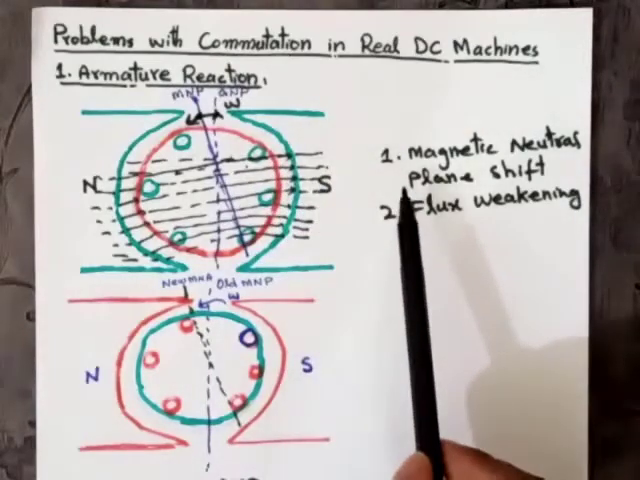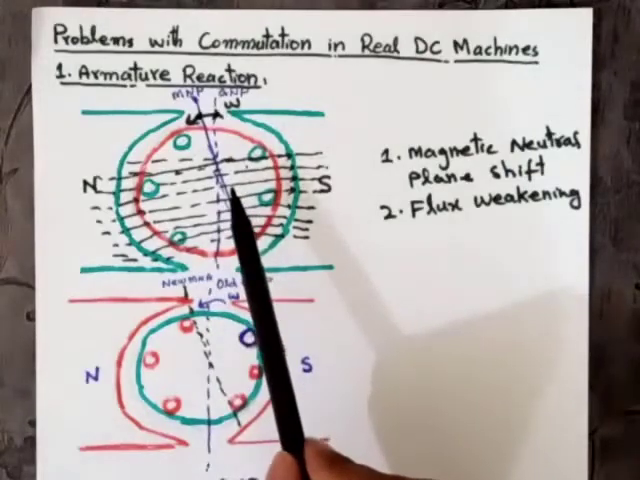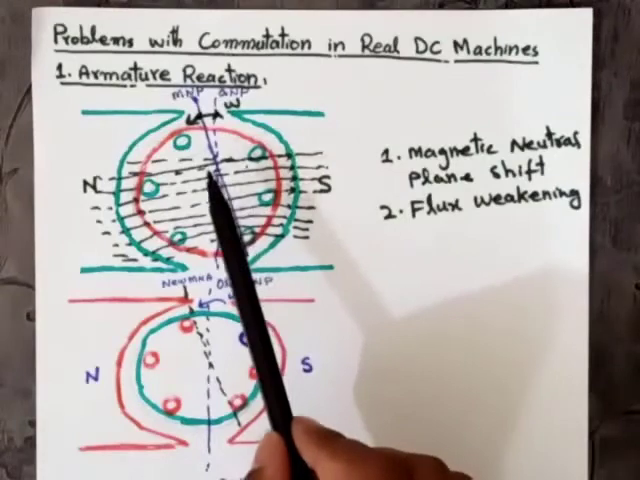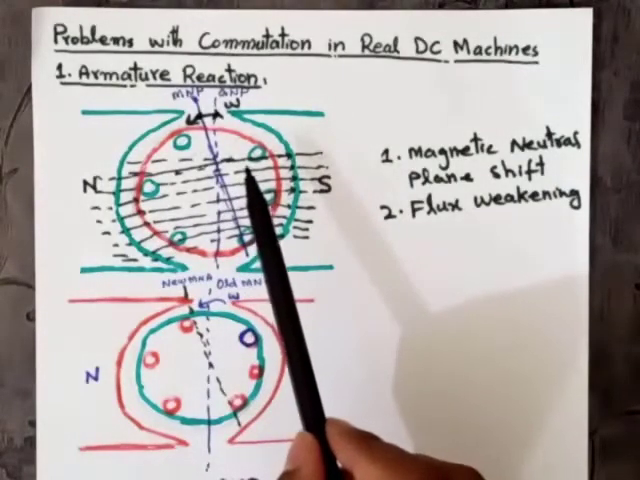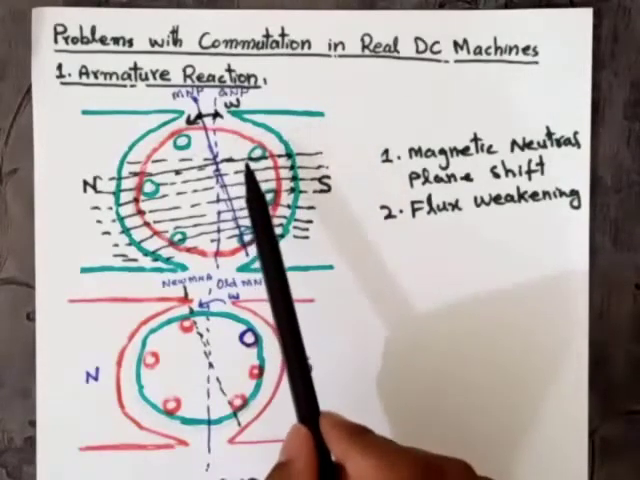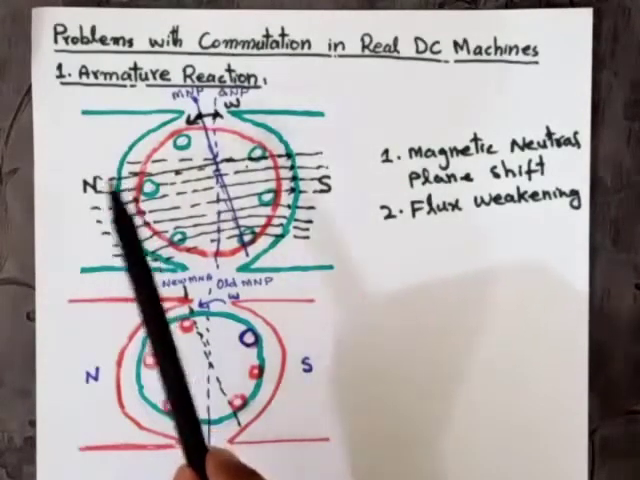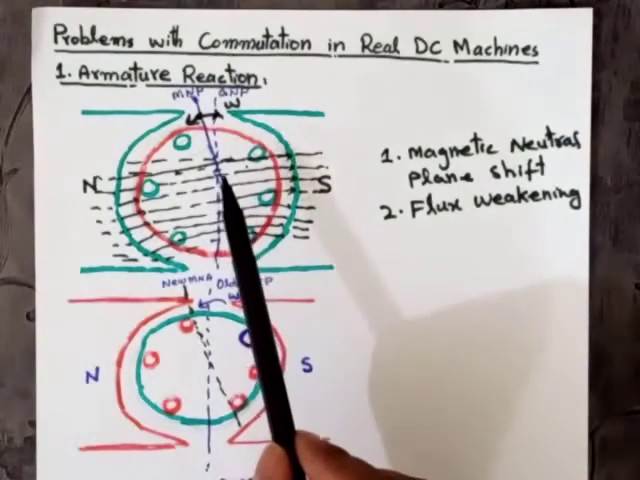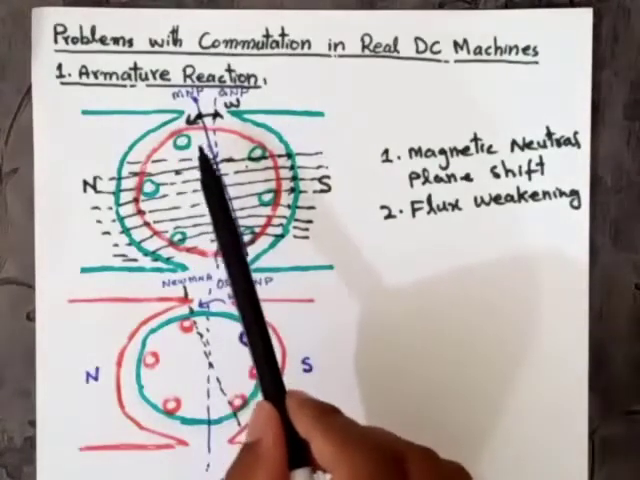The first one is the magnetic neutral plane shift due to the armature reaction, that is, when we connect the load across the rotating part of the machine. Due to this load, current will be produced. Due to current, according to Ampere's law, a magnetic field will be produced. This magnetic field will disturb the original magnetic field. Due to this disturbance or change in the direction of the original magnetic field, the magnetic neutral plane shifts.